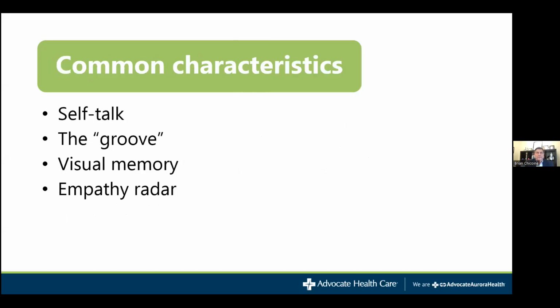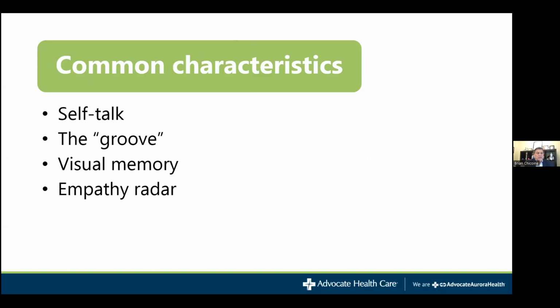Next slide. And then the other thing to consider is the issue of common characteristics. Now, again, as I mentioned a moment ago, these are issues that are common in people with Down syndrome, but certainly not universal. And so take it with that understanding.